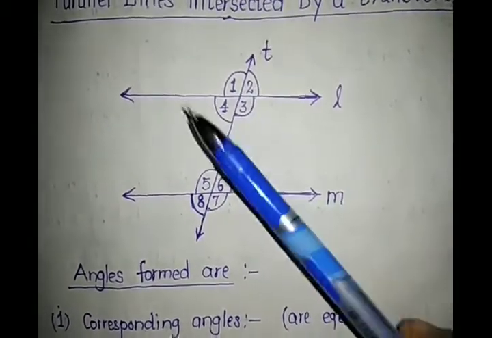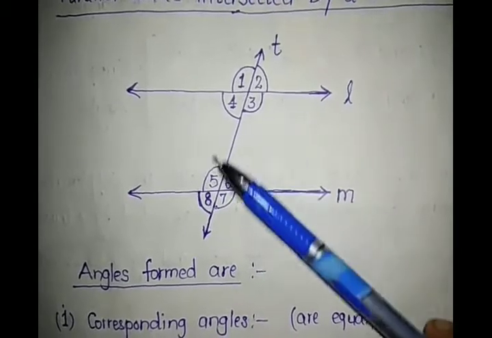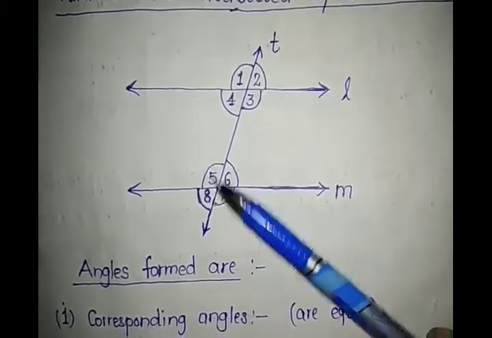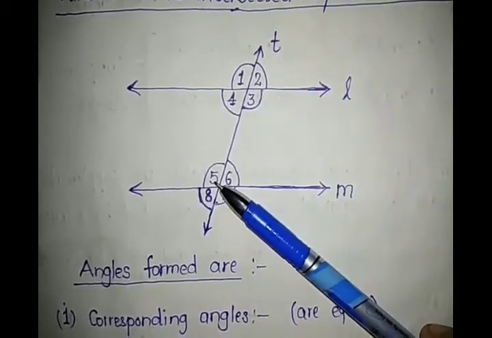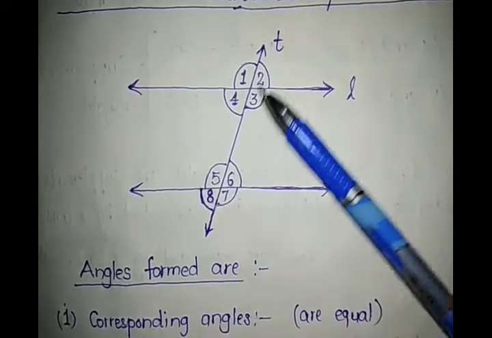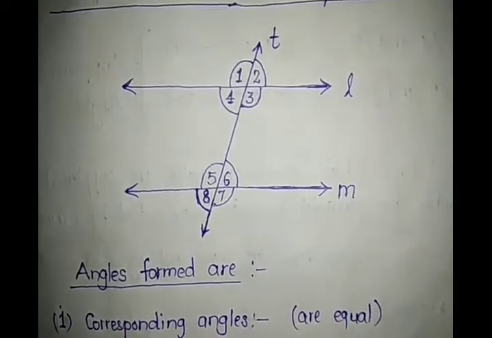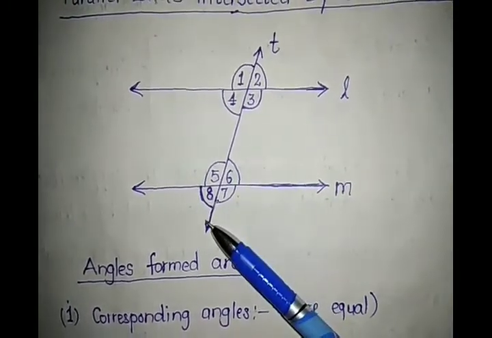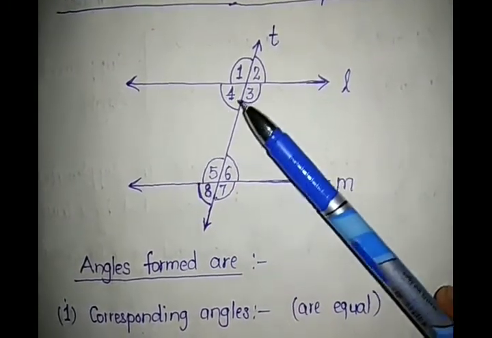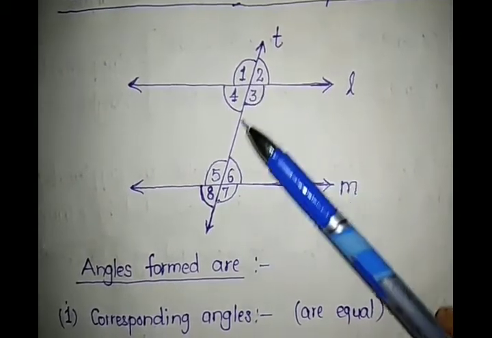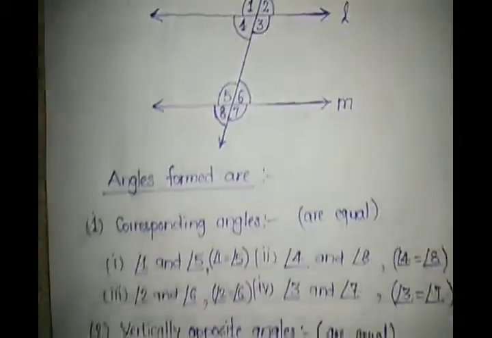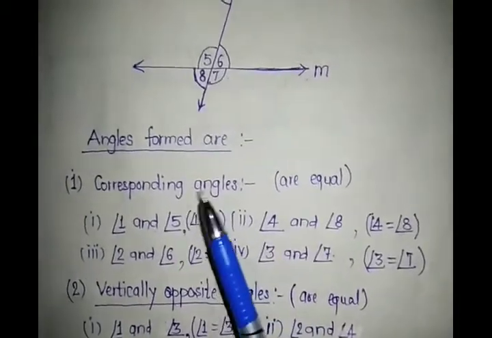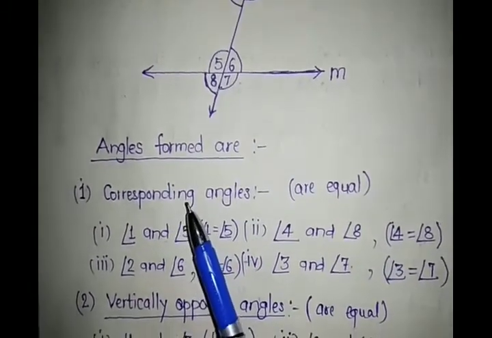And we know that each pair of these corresponding angles is always equal. Means angle 1 is equal to angle 5. Means corresponding angles are always equal when two parallel lines are intersected by a transversal. I have written the same thing here.